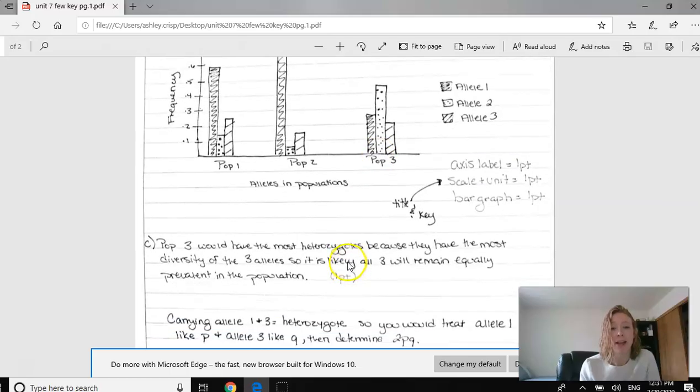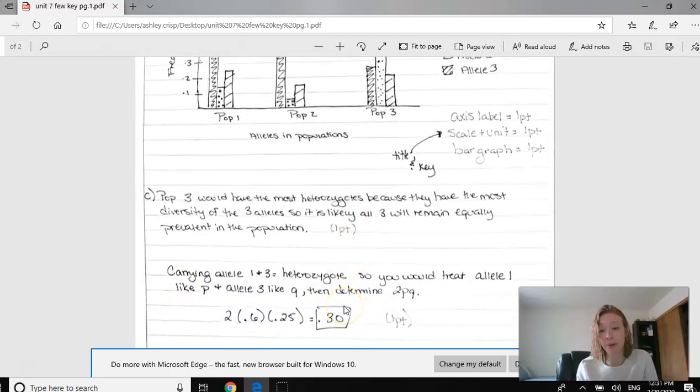That was worth a point. And then came the calculation part where everyone was annihilated. I think it's because there were 3 alleles. Some of you might have just lost a half a point because you had the right idea or the right formula. You might have just forgotten to multiply by 2 or something. Some of you did all kinds of crazy math.